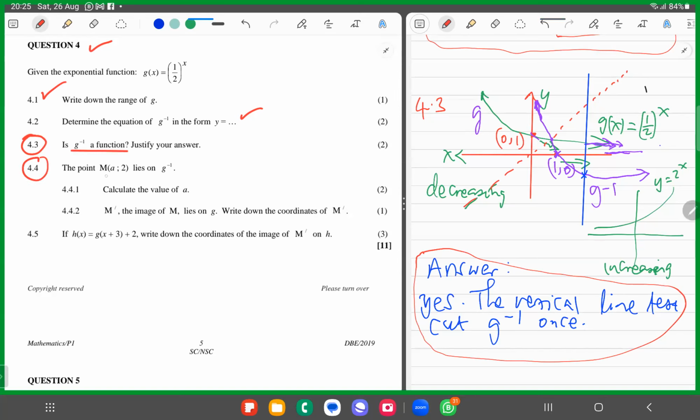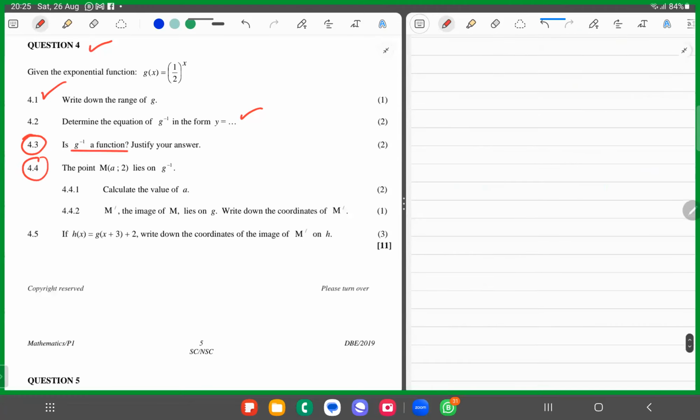Now, there is a point, M, whose coordinates... So we're looking at 4.4. The point M, then you look at 4.4.1. The point M has coordinates those. Okay, let me just note that and not write it down. The point M whose coordinates are A and 2. This point lies on the inverse. Calculate the value of what? Of A. We must write down the equation of the inverse.